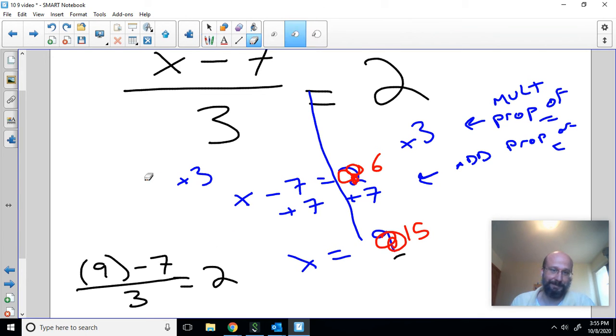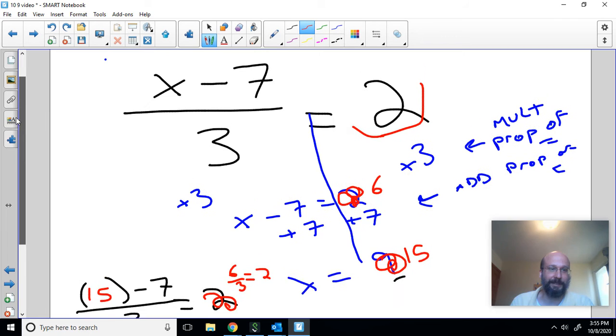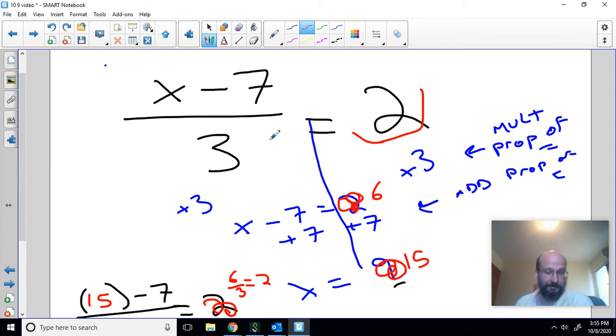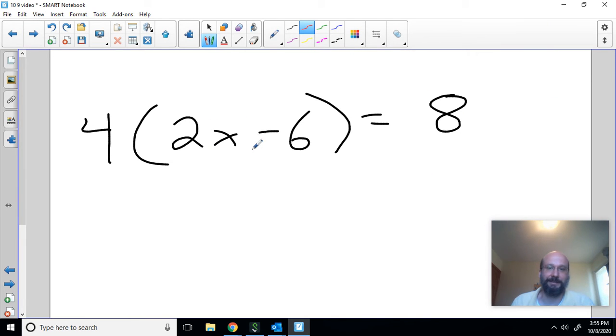So my answer is not 9. My answer is 15. And 15 minus 7 is 6. And 6 divided by 3 is 2. And that's what I should get. This is why I want you to check your answer. That was bad. Hopefully, when I put this on Edpuzzle, you saw it. We'll see. All right, so let's do another one since I did so terribly in that one.